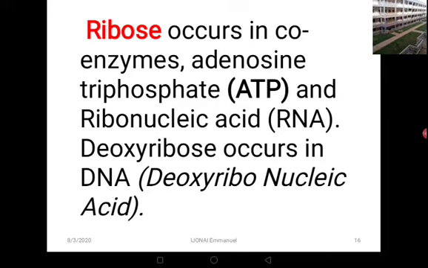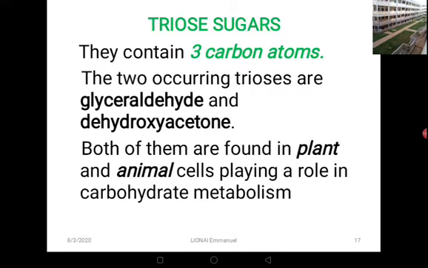So naturally, you can be asked where those two pentose sugars exist. Where can you get the ribose sugar? And then where can you get the deoxyribose sugar? Where is it found in living systems?